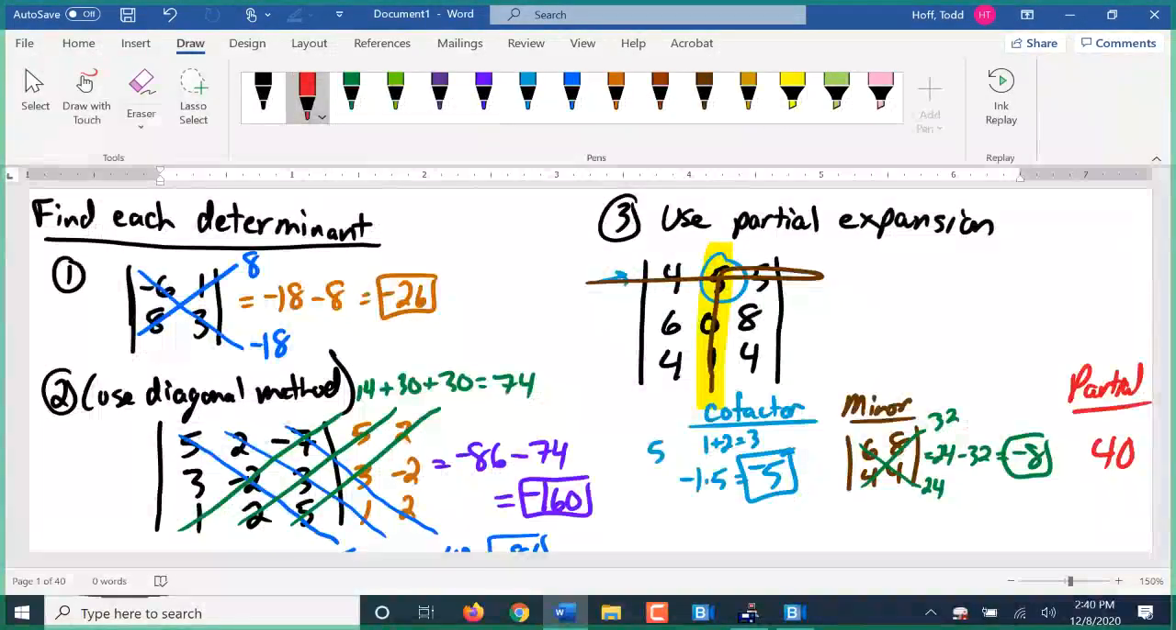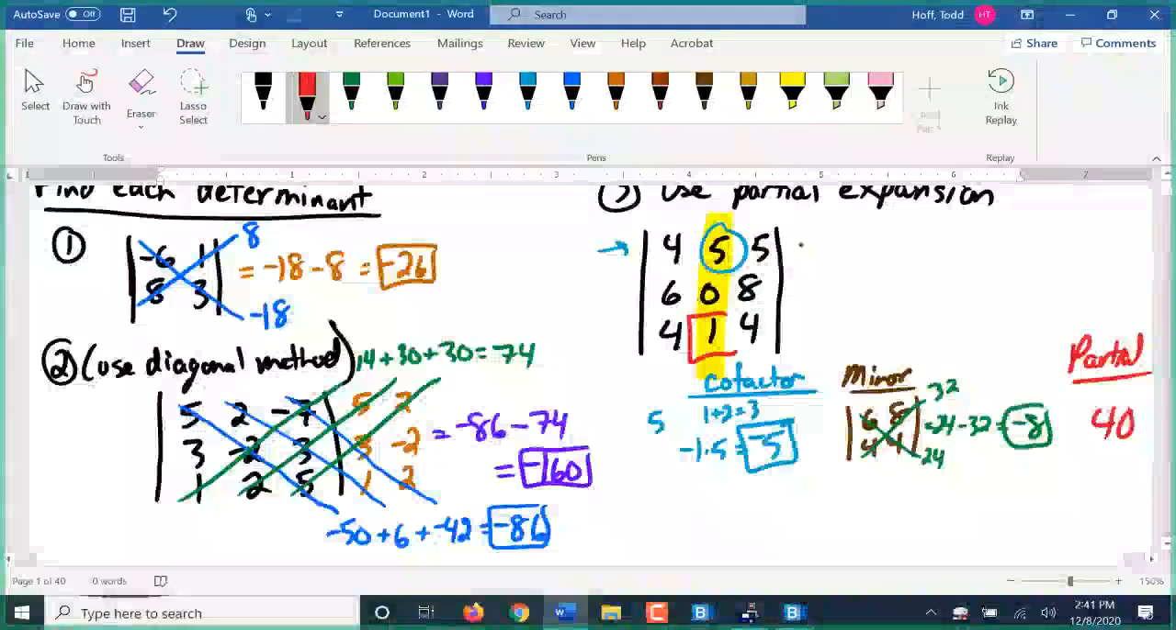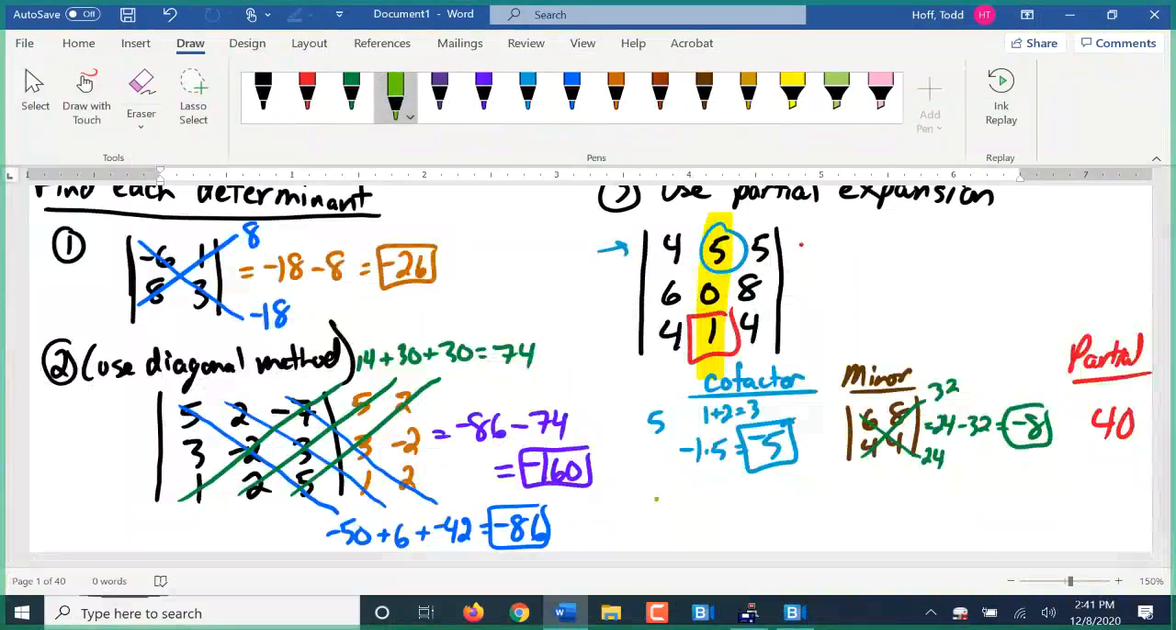I don't need to do the 0 because the 0 is going to have a cofactor of 0, so it doesn't matter what the determinant of the minor is. I'm multiplying it by 0, so that would be 0. I'm going to jump down to the 1. For the 1, that is in row 3, column 2. That adds up to 5. That is also an odd number. So its cofactor is -1 times the entry of 1, giving me a -1 for cofactor.